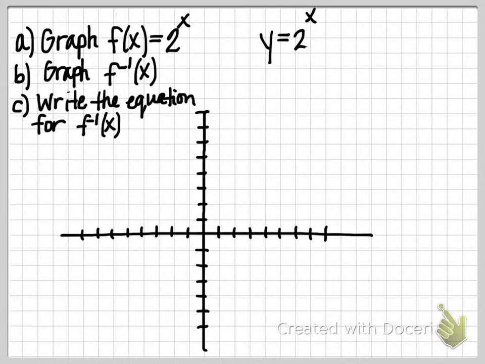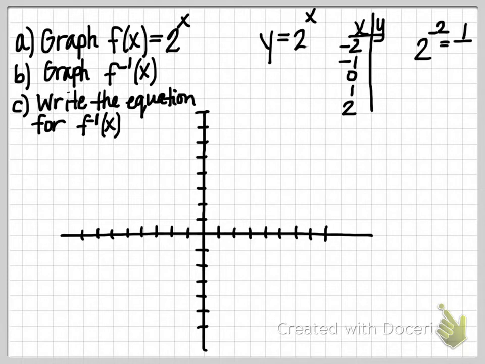If you need to, go ahead and make a table. We can make a table to generate the basic shape of this graph, and starting from -2 to 2, our traditional table is just fine. Remembering 2 to the -2 power is really going to be 1 divided by 2 squared, which gives us 1/4. So at -2, we should have 1/4. 2 to the -1 power will be 1 over 2, or 1/2. 2 to the 0 is 1, 2 to the first is 2, and 2 squared is 4.